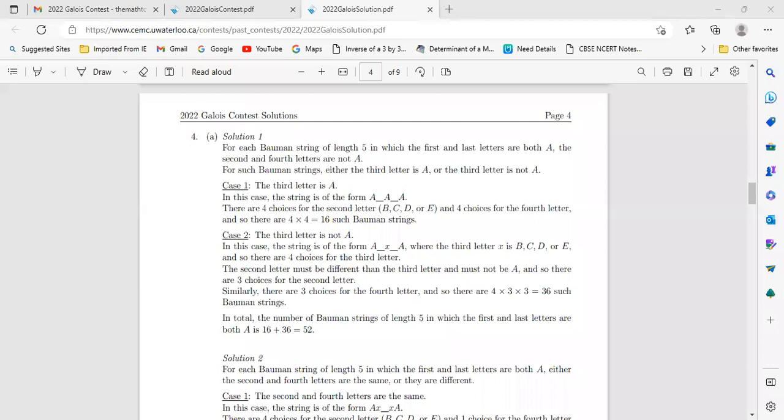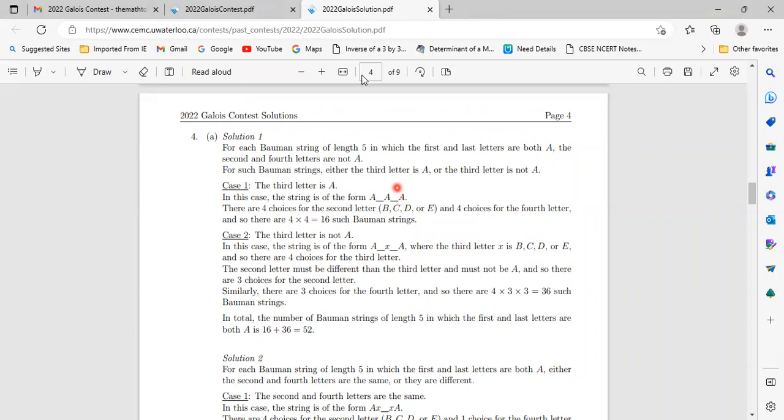That means you could fill A in the third place, right? Second position and fourth position, we cannot fill A, but in the third position, we can fill A. I hope you are able to follow this. So we'll take the third letter as A as case one. So A in the first place, second place is unknown, third place is going to be A, fourth place is unknown, fifth place is going to be A.